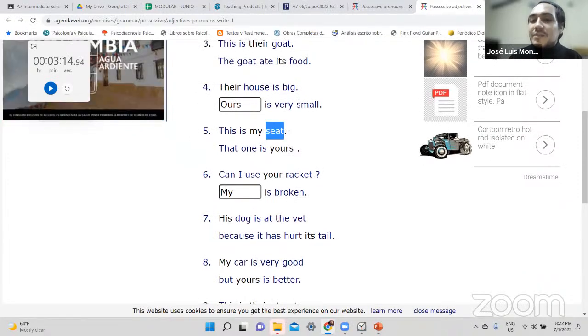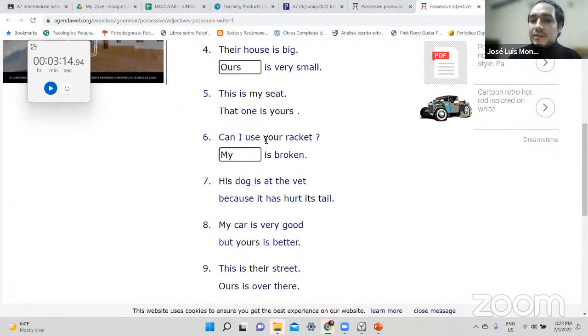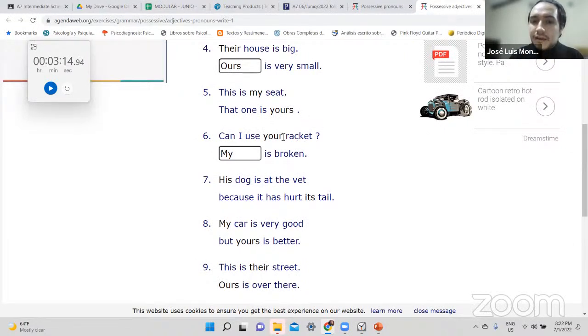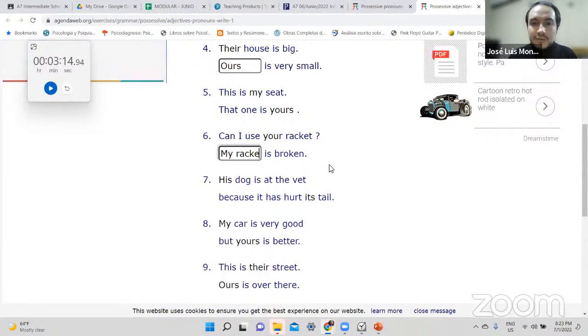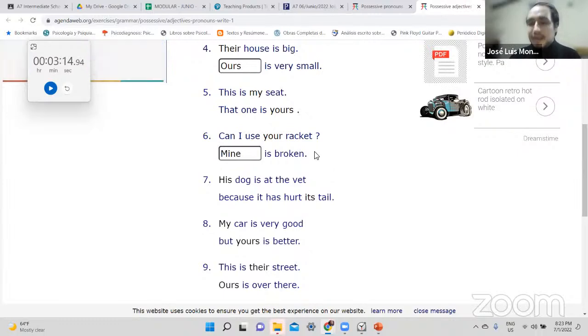My seat, because you have seat, mi asiento. This is yours. Esto es tuyo. Now here, can I use your racket, right? Your racket. Tu raqueta. My is broken. This is incorrect because this is like saying mi está rota, right? Mi qué? Here you need an object. Necesitas un objeto, perhaps my racket. But as you don't have the noun, you have to say mine, la mía.